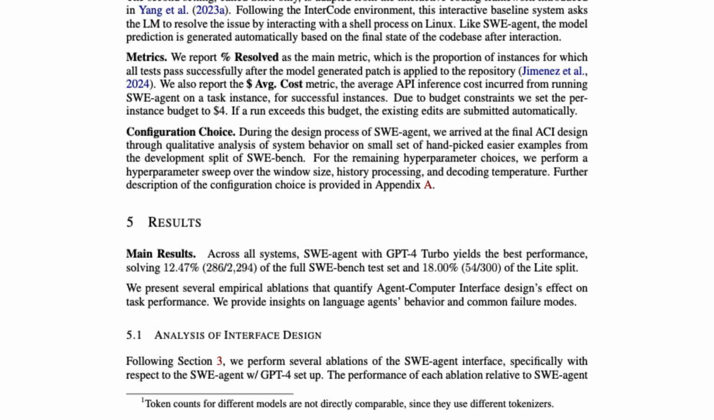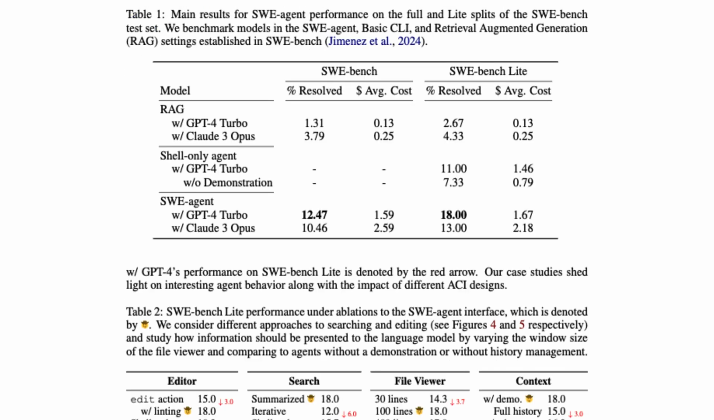5.1. Analysis of interface design. Following Section 3, we perform several ablations of the SWE-agent interface, specifically with respect to the SWE-agent with GPT-4 setup. The performance of each ablation relative to the SWE-agent with GPT-4's performance on SWE-bench Lite is denoted by the red arrow. Our case studies shed light on interesting agent behavior along with the impact of different ACI designs.